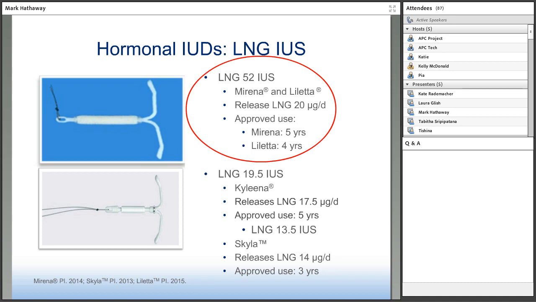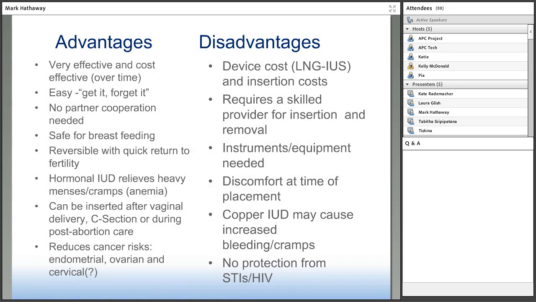The two methods that are primarily available globally as well as in the United States are the Mirena, which is approved for up to 5 years, and the Liletta, which is now approved for up to 4 years. There are two other methods that are available. We're not going to talk about them much, but Kyleena and Skyla, both at the bottom, release slightly less hormone per day.